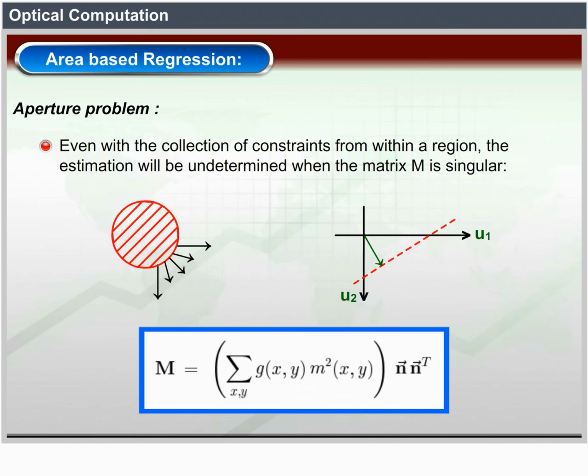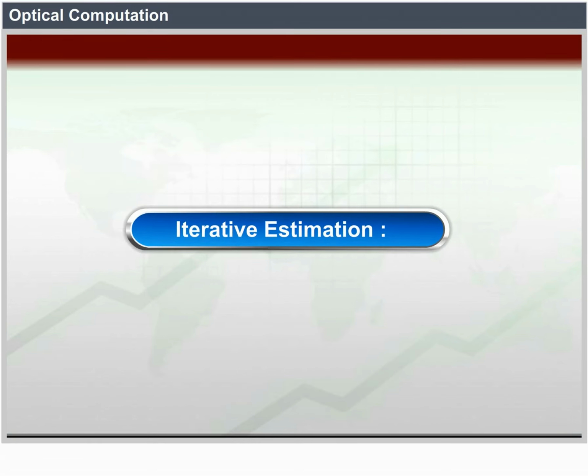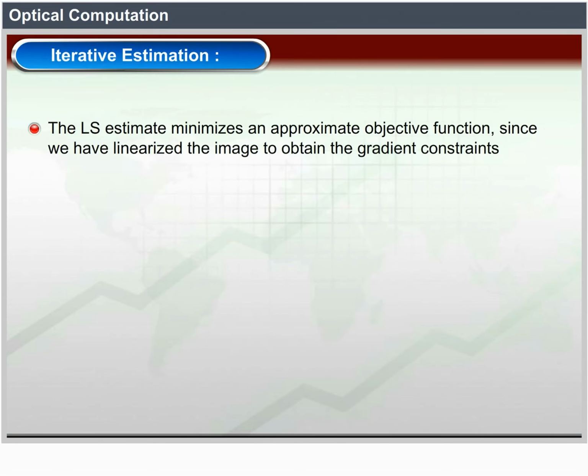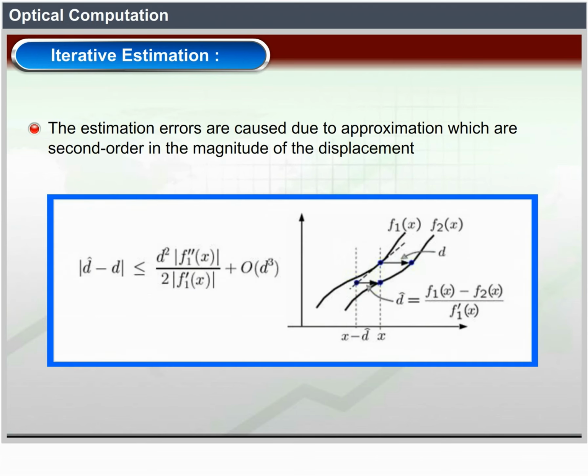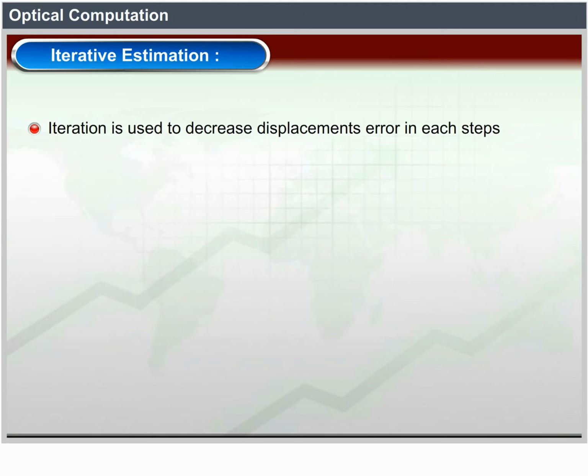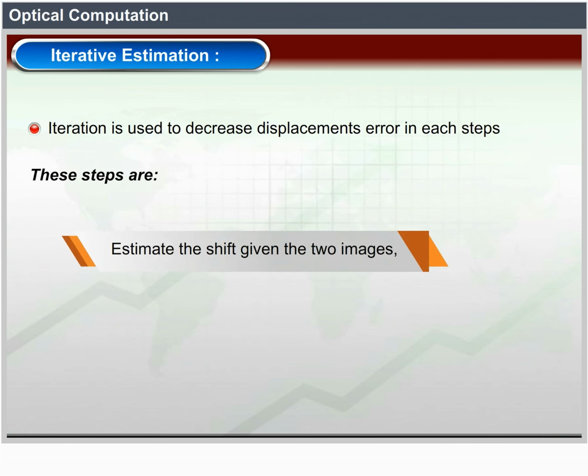Iterative estimation. The LS estimate minimized an approximate objective function since we linearize the image to obtain the gradient constraints. Nevertheless, the real objective function is of interest. The estimation errors caused by this approximation are second order in the magnitude of the displacement. Iteration is used to decrease displacement error in each step.